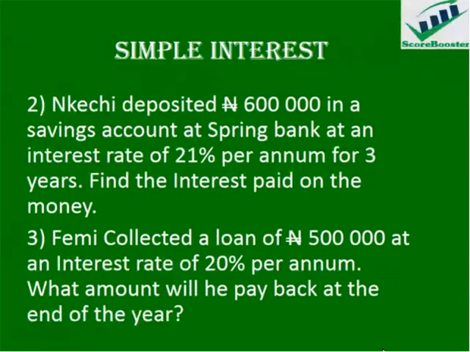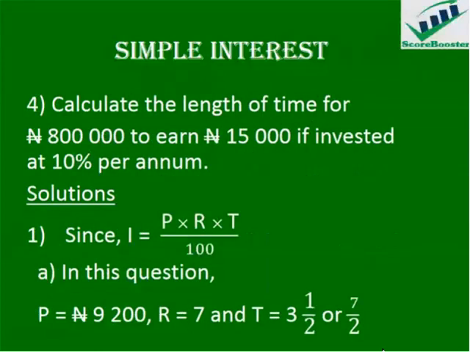That will be the total amount. So the fourth question says we should calculate the length of time. From this question, calculate the length of time. It means we have to obtain the time for 8,000 naira to earn 15,000 naira if invested at 10% per annum. So whenever you want to answer questions on simple interest, you make sure you read the questions very carefully. For you to understand what it's talking about, you interpret it and then you solve.